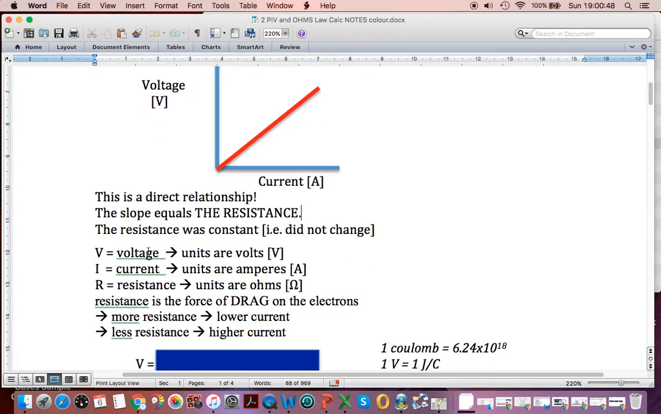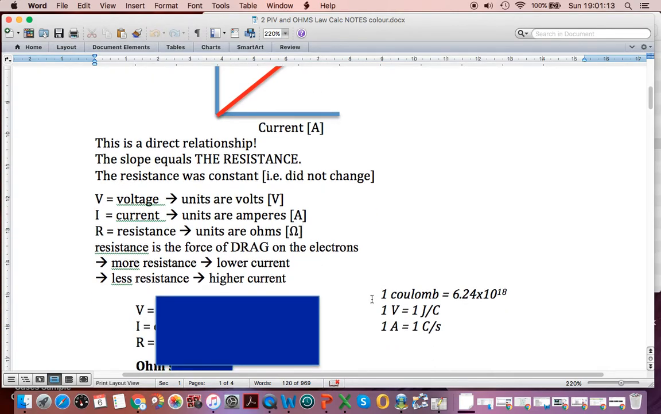V stands for voltage measured in volts, capital V, named after Volta. I is current measured in amperes, capital A for ampere, who you may have seen in an earlier video. And R is the resistance, the drag, the force that resists the flow of electrons. It's measured in ohms, and that's the omega sign from the Greek alphabet.